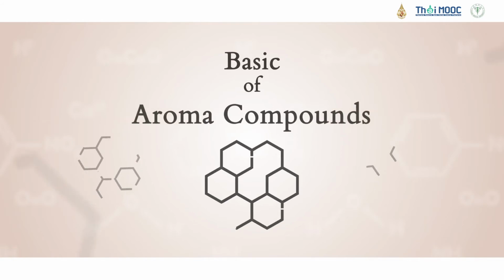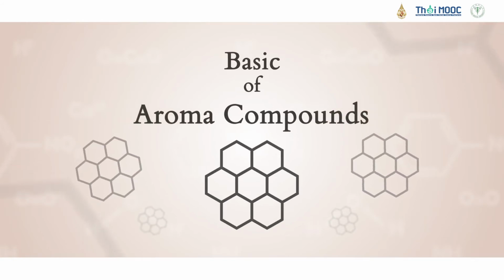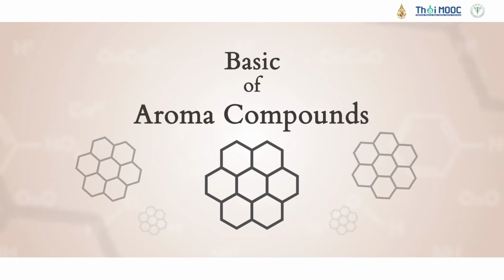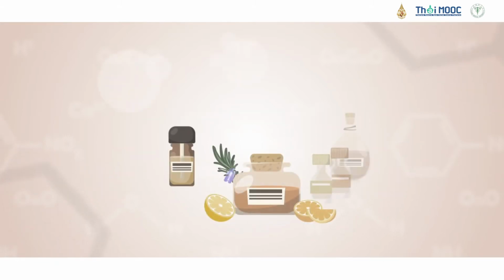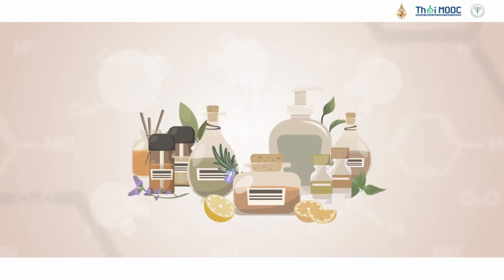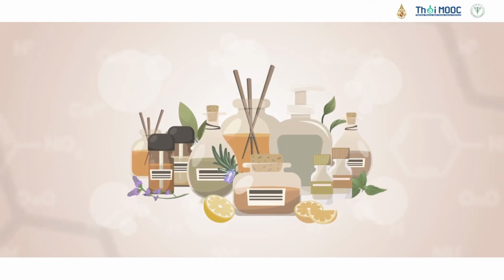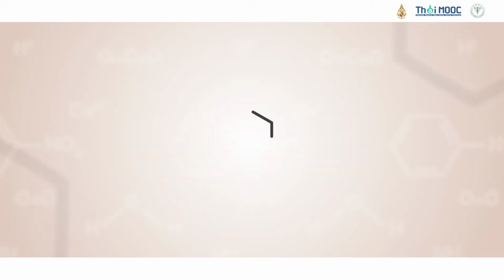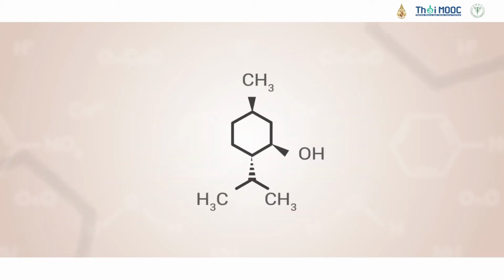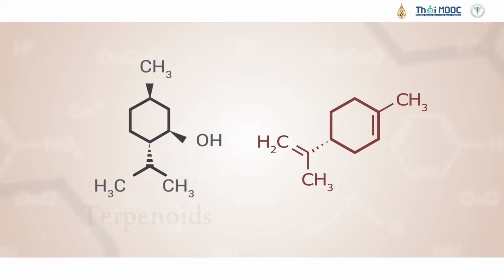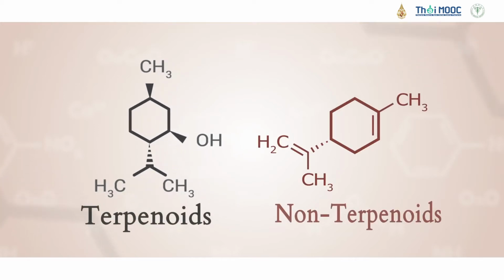Basics of aroma compounds. Essential oils are aroma compounds, which means they can give out a scent that is quite distinct to each type of the plant. These aroma compounds are categorized into two groups, which are terpenoids and non-terpenoids.